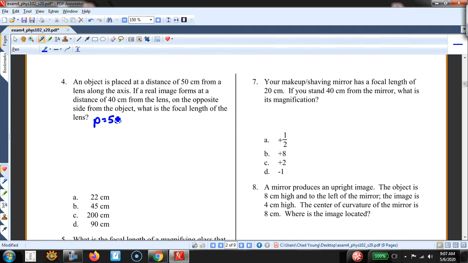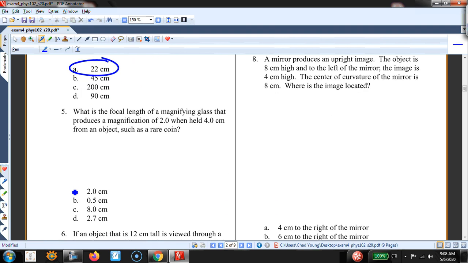An object is placed at a distance of 50 centimeters from a lens. P is equal to 50. The real image forms at a distance of 40 centimeters. So Q is equal to positive 40. It's a real image on the opposite side of the object. So what is the focal length of the lens? Okay, so I just say 1 over F equals 1 over 50 plus 1 over 40. And when I solve that for F, I get 22 centimeters.